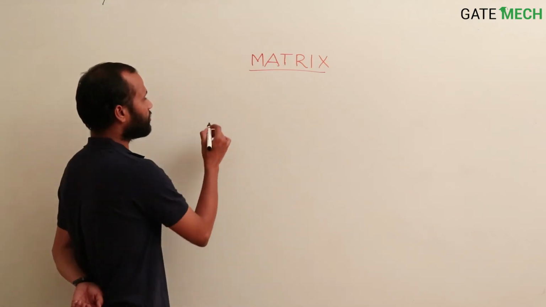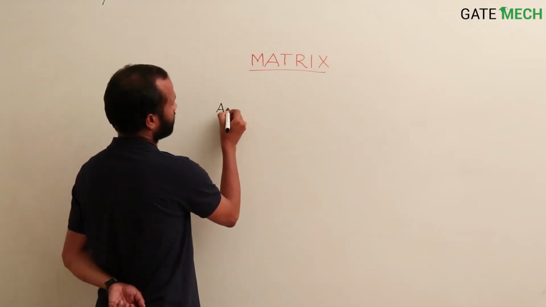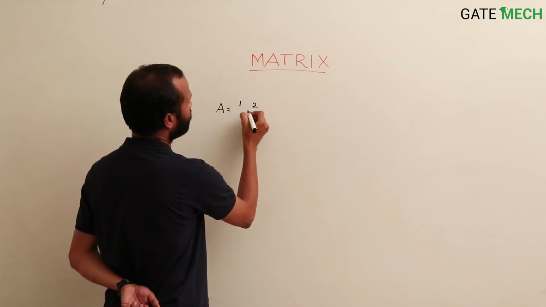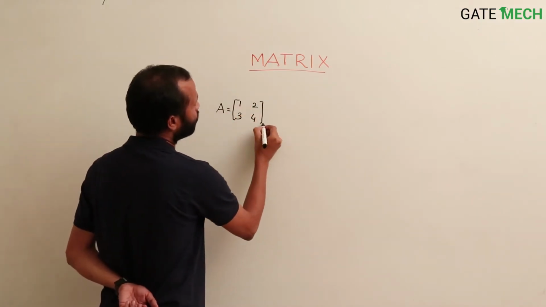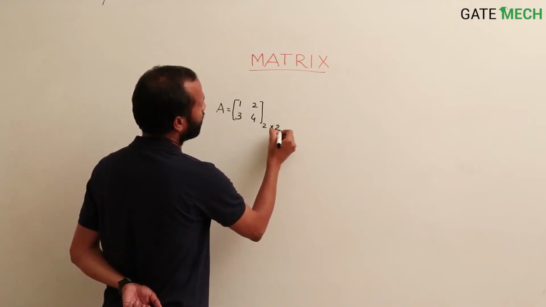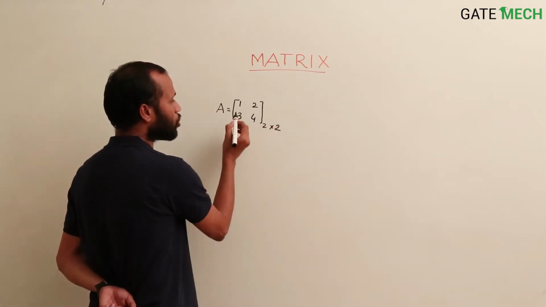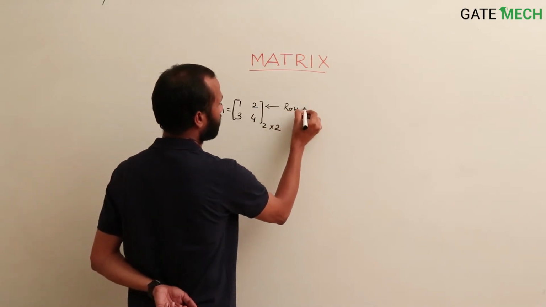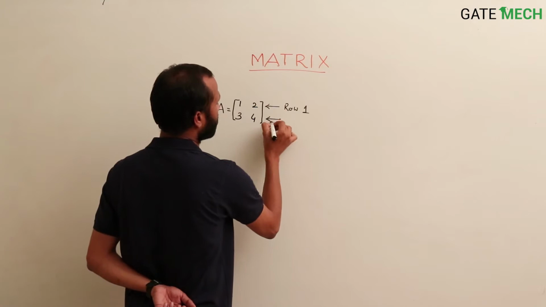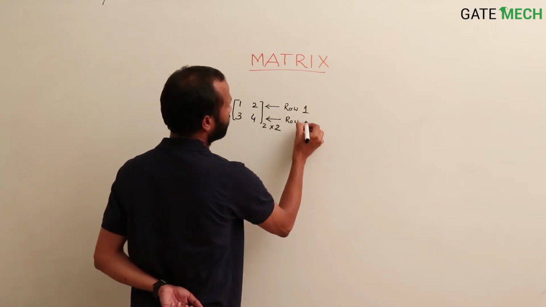Let us take one example of a matrix A. A is equal to 1, 2, 3, 4. What is the size of this matrix? 2 rows by 2 columns. Okay, what is row 1? 1, 2 is row 1. 3, 4 is row 2.